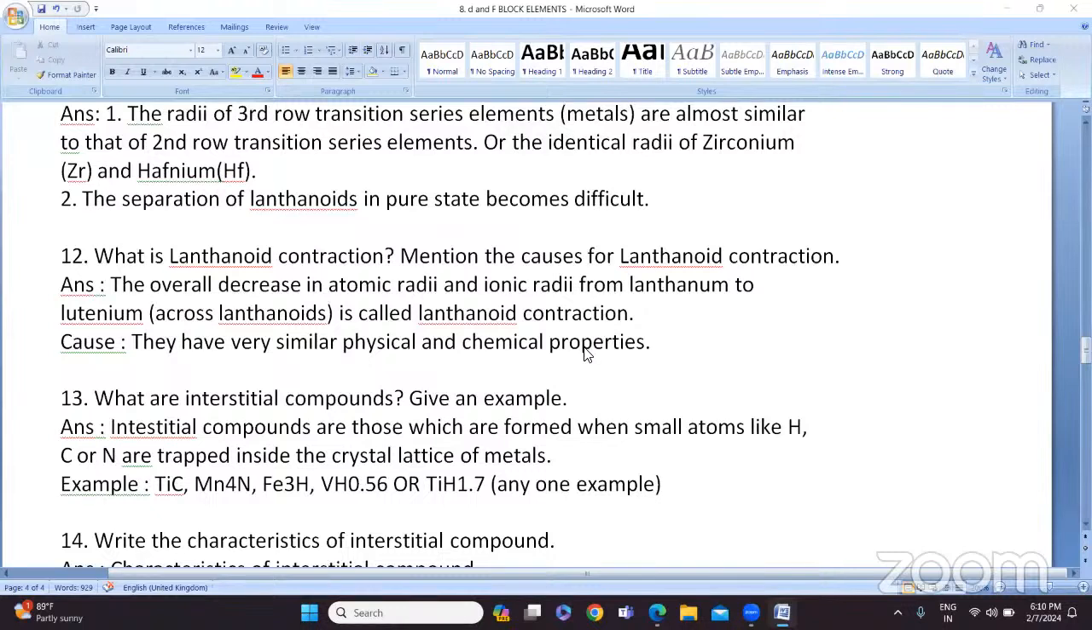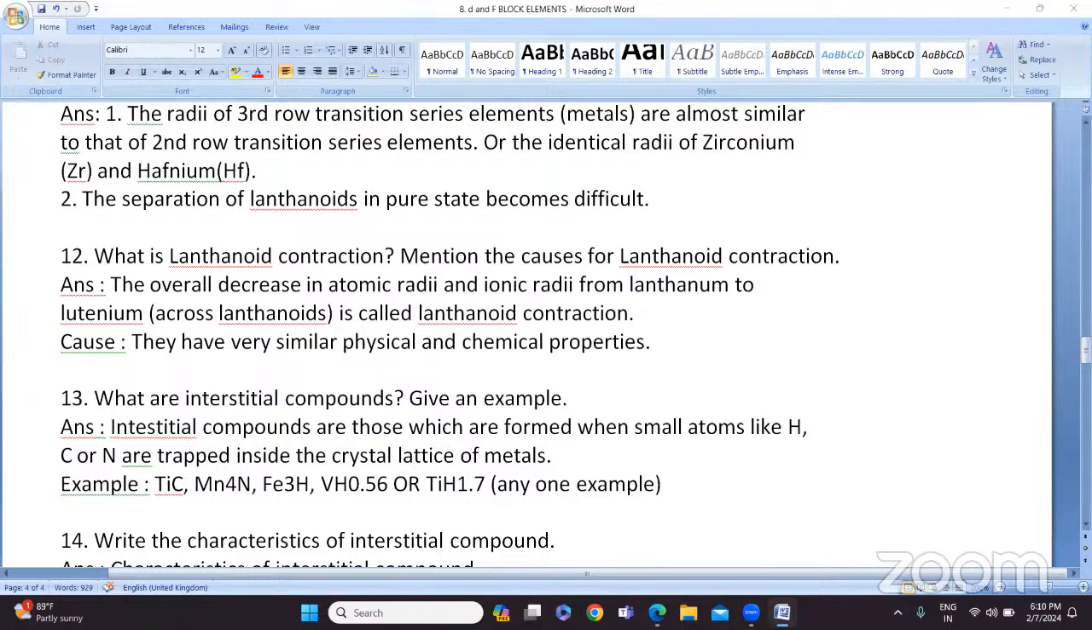What is the main cause for lanthanoid contraction? It should be that they have very similar physical and chemical properties. So this is the cause for lanthanoid contraction. Please mention it properly. Fine. Next is, what are interstitial compounds?